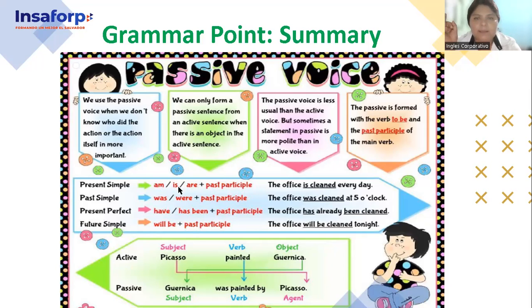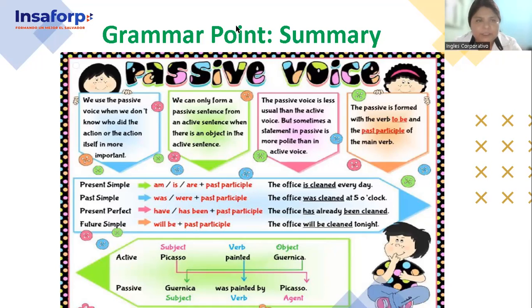Entonces, ustedes notan, aquí tenemos la forma del verbo to be en una oración en presente simple, pasiva. The office is cleaned every day. So let's see, how about a passive voice in the past simple? Ya hay una oración pasiva en el pasado simple, veamos.